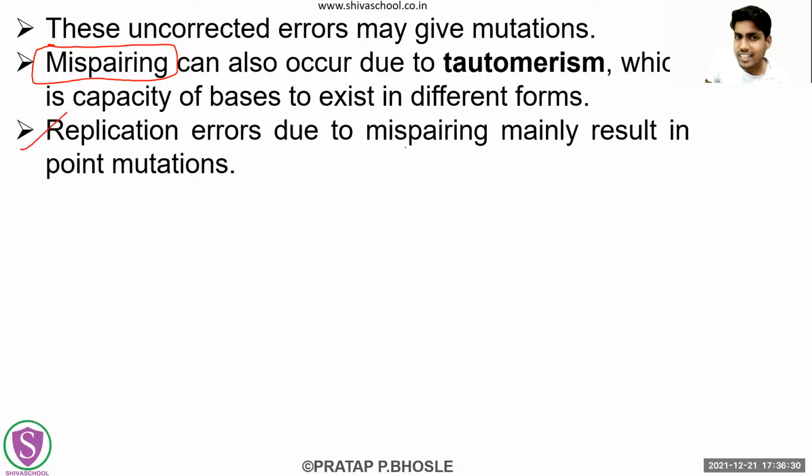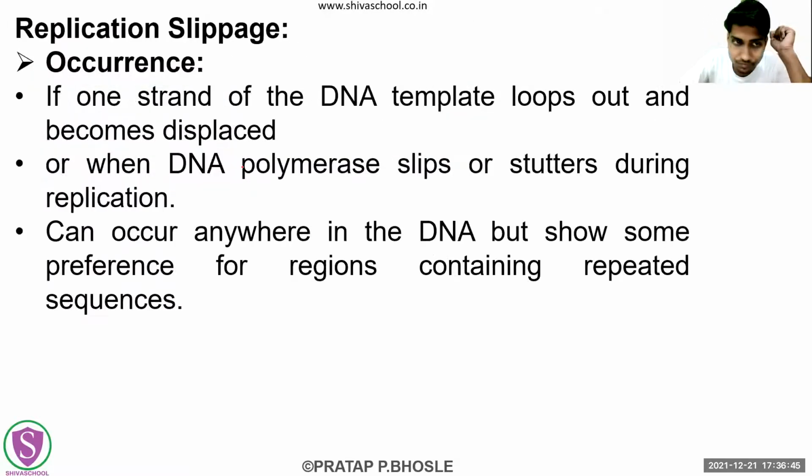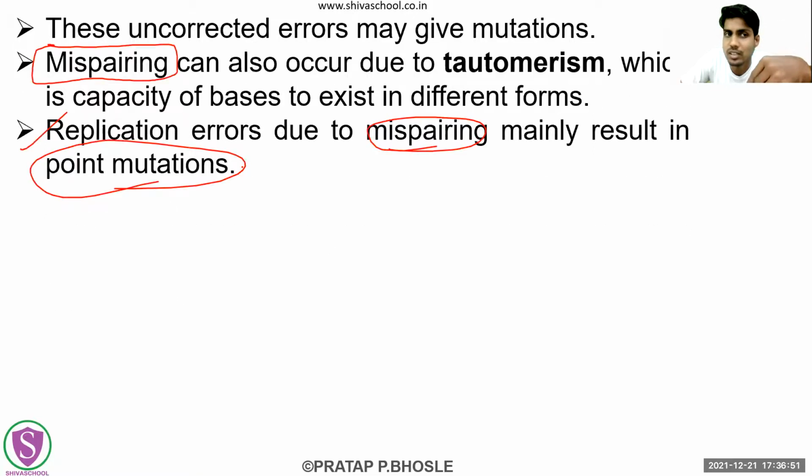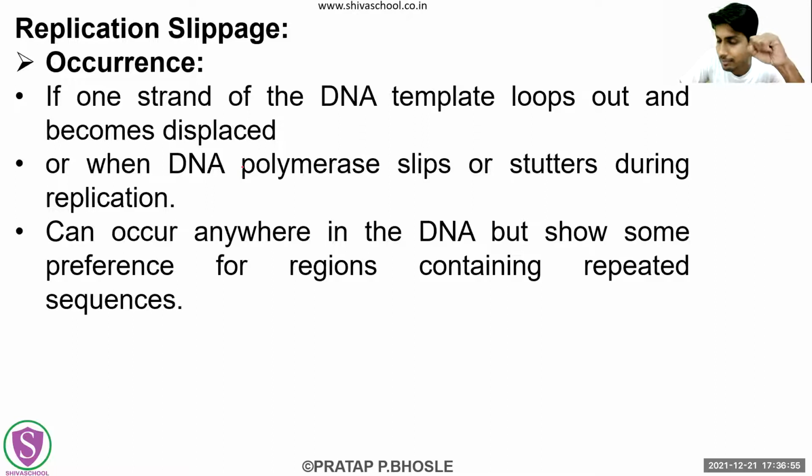So the replication errors due to this mispairing mainly result in point mutations. Whatever mispairing might have occurred, or whatever mispairing can happen, will ultimately lead to point mutation. Now in this there is another concept, the replication slippage. This is also part of DNA replication errors, that is, replication slippage.